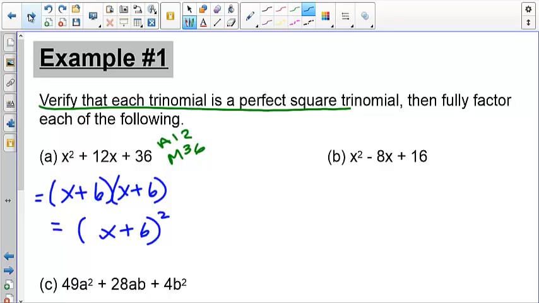X plus 6 all squared is the best way to fully factor it. So with example B, it's really no different than the first one, except we've got a negative bouncing around here. Let's verify that this is a perfect square trinomial first. Look at the first term, look at the last term.